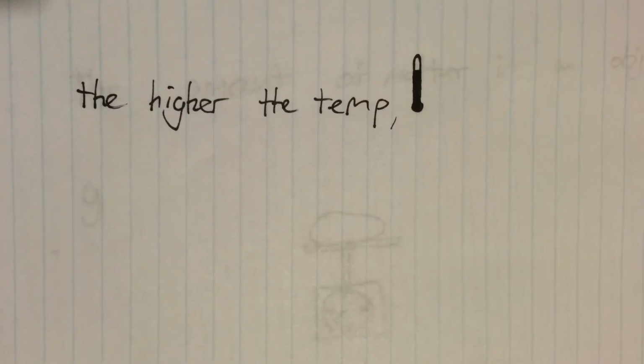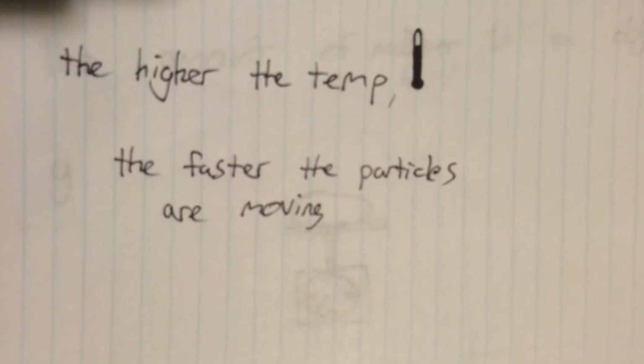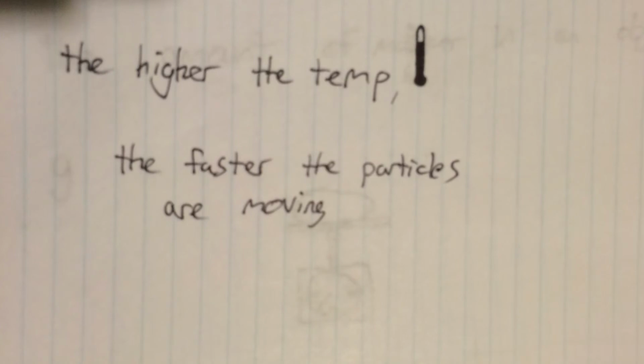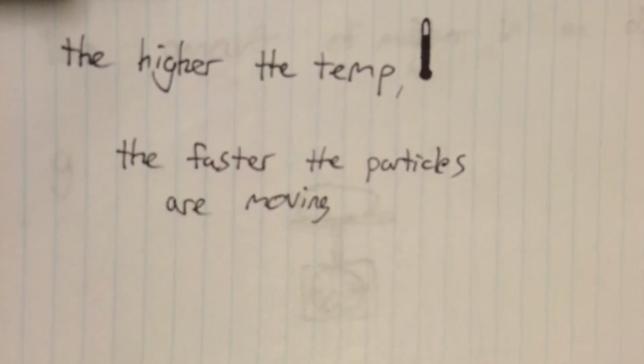The higher the temperature of an object, the faster the particles in the substance are moving. Same thing for the lower the temperature. The lower the temperature, the slower the particles in the substance are moving.